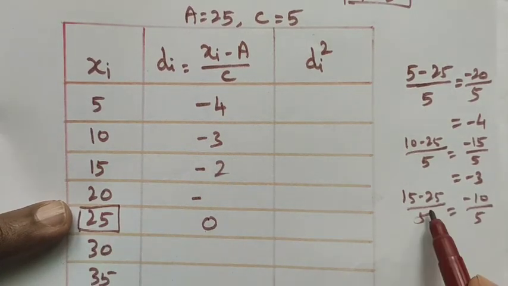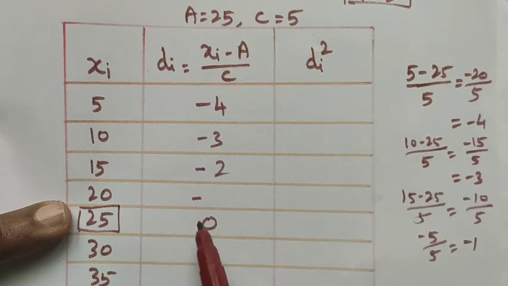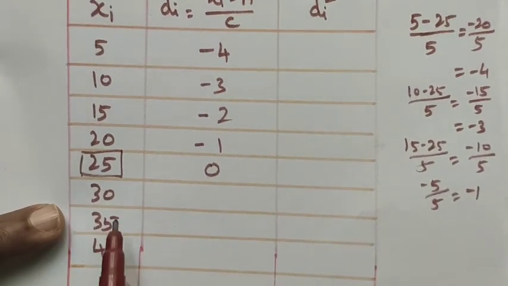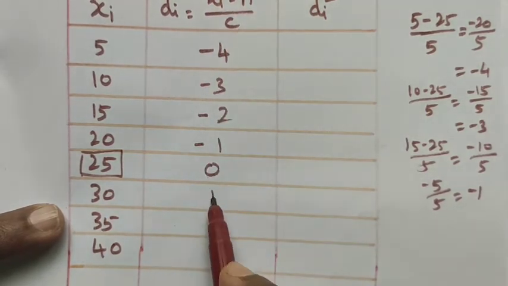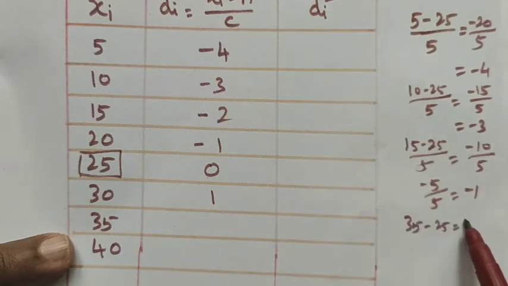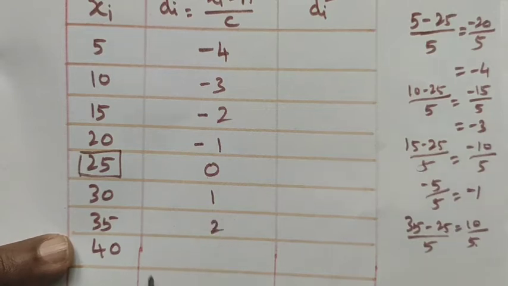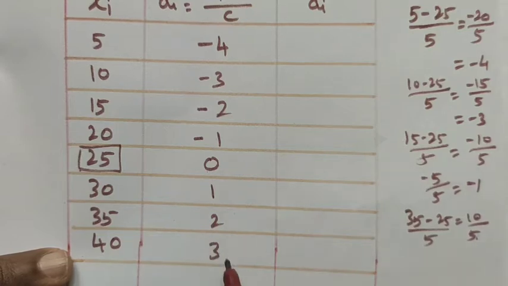So 20 minus 25 is minus 5, divided by 5 is equal to minus 1. So 30 minus 25 is 5, 5 divided by 5 is equal to 1. 35 minus 25 is equal to 10, divided by 5. So 10 divided by 5 is 2. Here we have 40. 40 minus 25 is 15. 15 divided by 5 is 3.